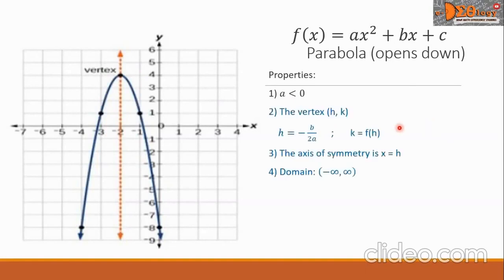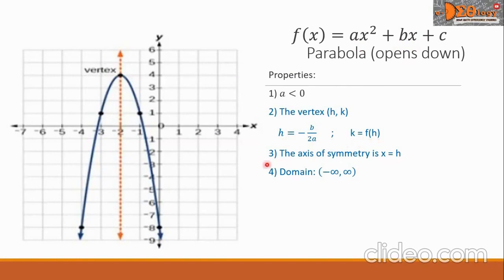Let's go to property numbers 2, 3, 4. These three properties are the same properties of the parabola that opens upward a while ago. The vertex is (h, k), and we can compute the h equals negative b over 2a. Again, b is the coefficient of x, and the a is the coefficient of x squared. Also, the k equals f(h).